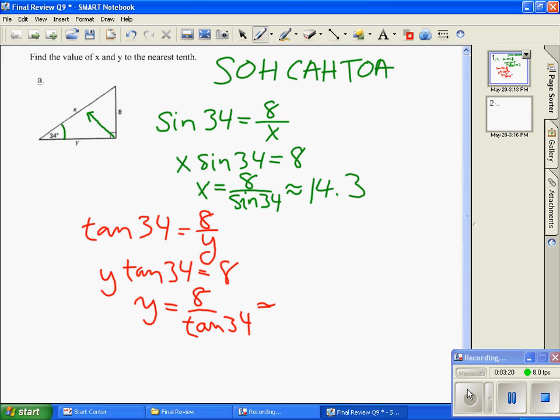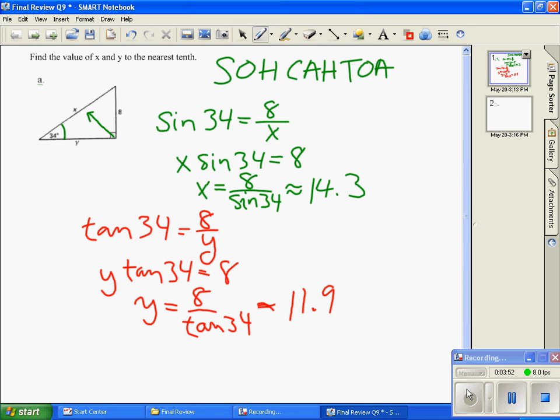Okay, so again, we need to plug this in the calculator. So let's do that real quick. Okay, so that comes out to 11.86, so 11.9. And remember, you need to have your calculator in degree mode when you're dealing with degrees, otherwise you're going to get the wrong answer. So make sure you set it to degrees. So these are our two answers. We rounded to the nearest tenth.